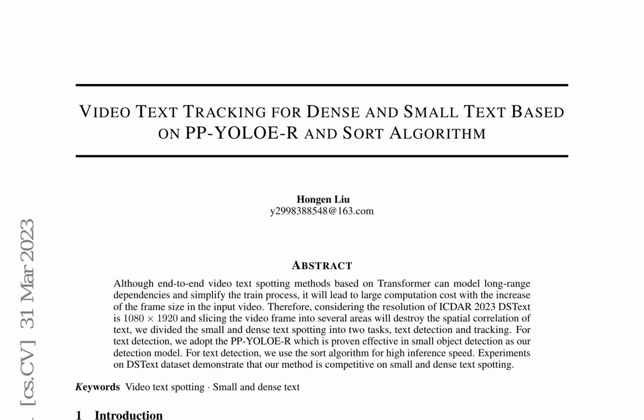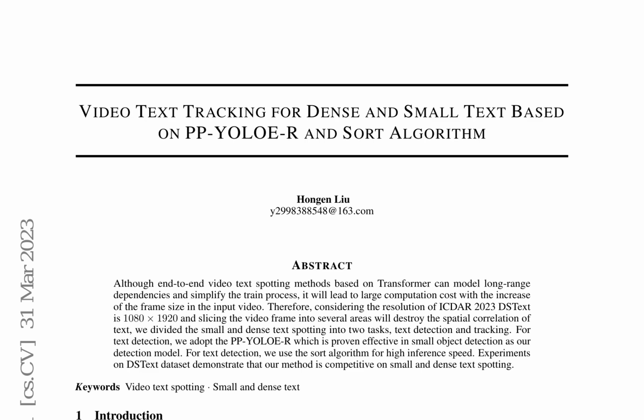Video text tracking is a crucial aspect of computer vision perception in real-world scenarios, particularly for dense and small text. Existing methods are divided into two paradigms: three-staged pipeline and end-to-end pipeline. However, end-to-end pipelines are computationally expensive for high-resolution videos and destroy spatial correlation by slicing images into areas. Therefore, a three-staged pipeline is adopted, viewing video text spotting as a small object detection problem.